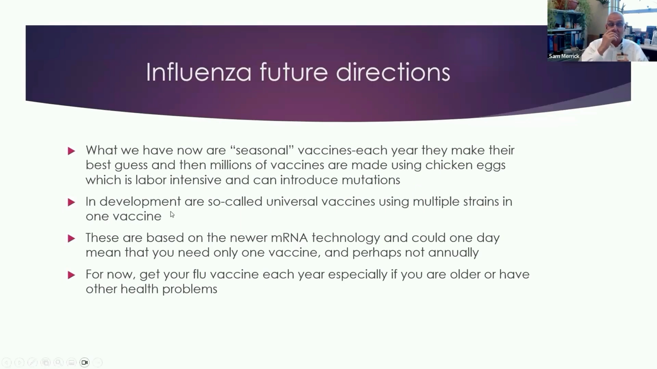So they're working very hard on so-called universal vaccines that, rather than targeting the part of the virus that changes every year, target the part of the virus that doesn't change every year. Again, they're working with this newer mRNA technology, so that someday soon, hopefully, we could just get one vaccine and perhaps not need it annually. But for now, get your flu shot every year, particularly if you're older or if you have other health problems.